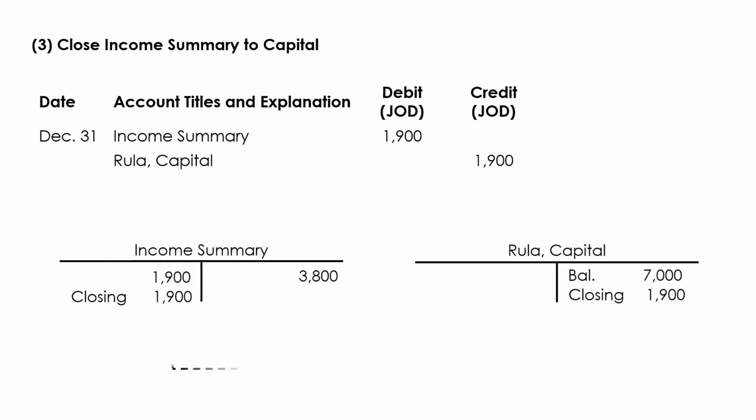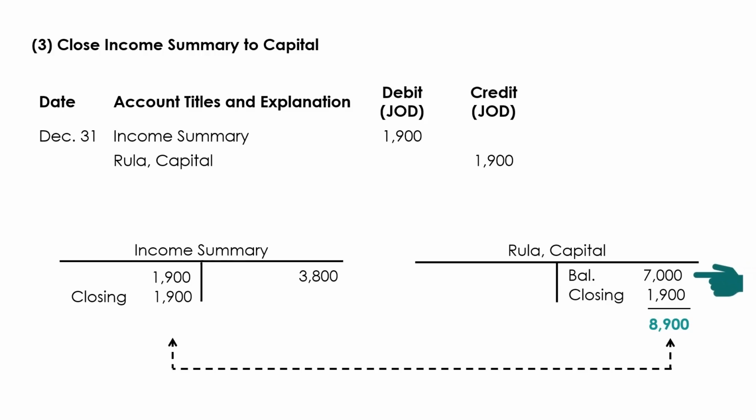If we look at the T accounts below, you'll notice that the income summary account is now closed. Both sides are equal and the capital account has increased from 7,000 Jordanian dinars to 8,900 Jordanian dinars after adding the 1,900 Jordanian dinars of net income. This step officially transfers the company's profit to the owner's capital, reflecting the business's performance for the year.